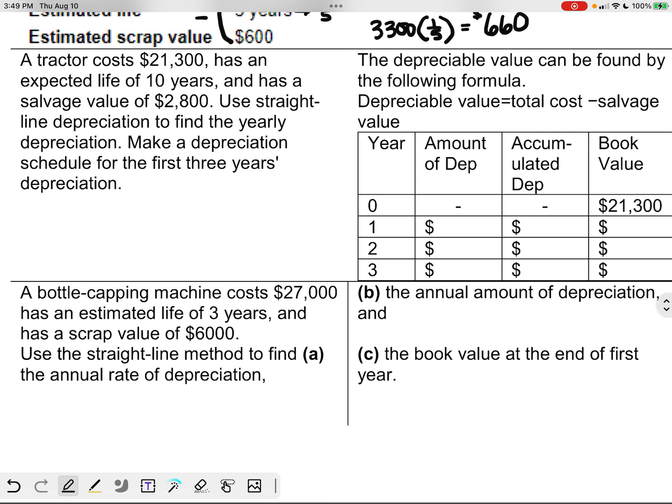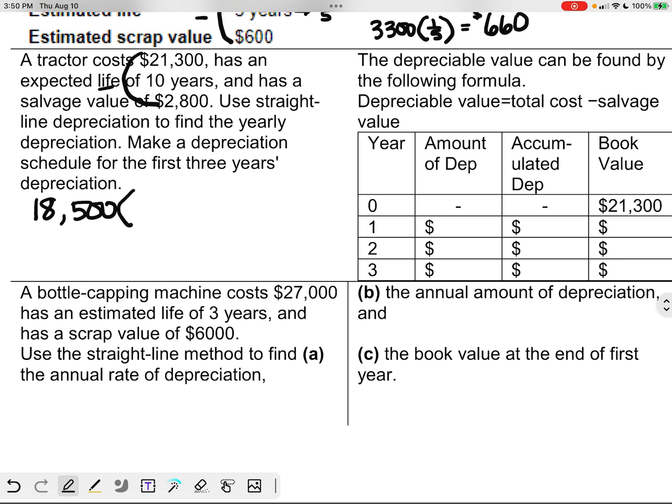A tractor costs this much money, expected life of 10 years, and has a salvage value of $2,800. Use straight line depreciation to find the yearly depreciation. Make a depreciation schedule for the first 3 years. All right, here we go. Take these two values and subtract those. So when you subtract those two values, you're going to be at $18,500. That is your depreciation, like that's how much you're able to lose over time.